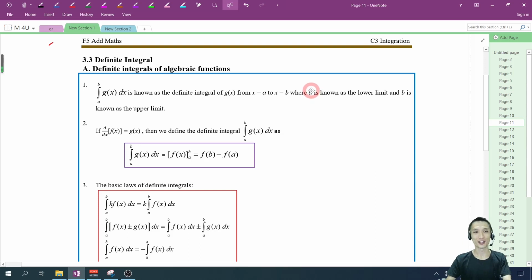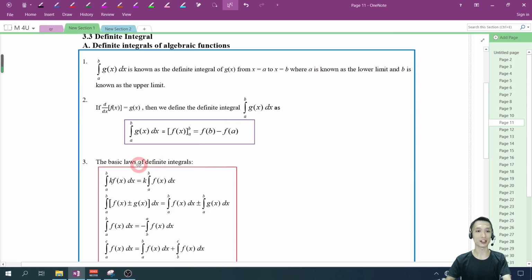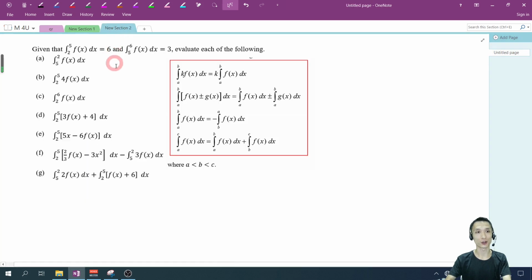Hi everybody, today let's look at how we use some basic laws of definite integrals to help us get the answer for some integration problems. Now let's look at this question. Given that the integral for this one is equal to 6, and the integral for this one is equal to 3, evaluate each of the following.